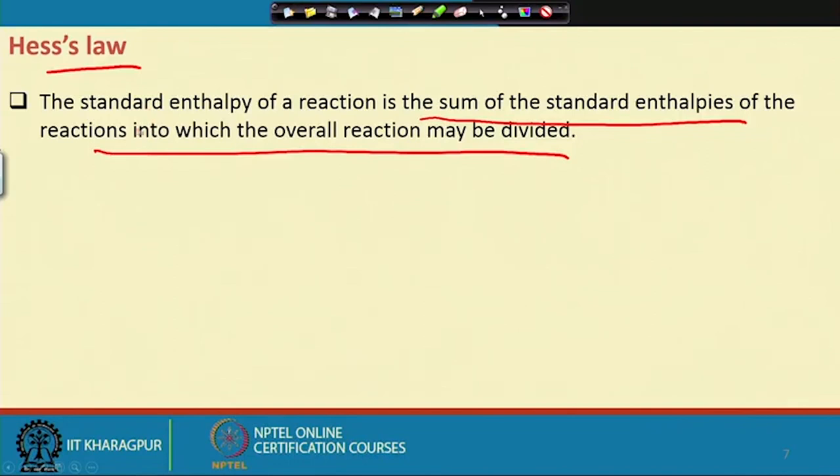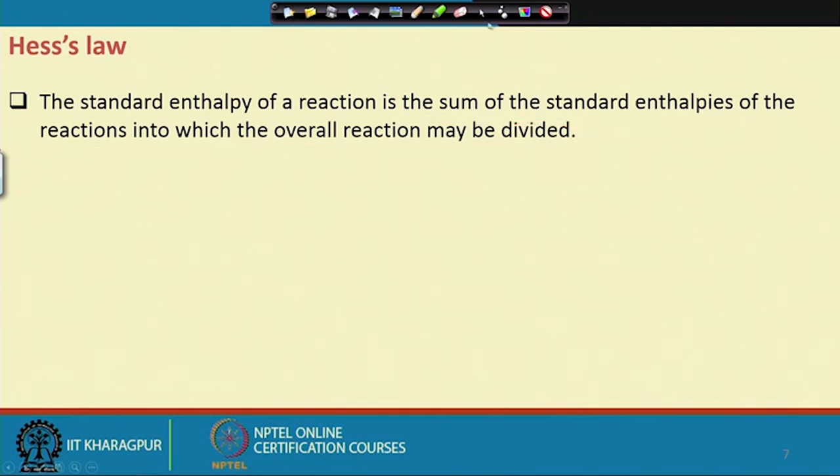So let me tell you again, Hess's law says the standard enthalpy of a reaction is the sum of the standard enthalpies of the reactions into which the overall reaction may be divided. If I solve one problem, I hope the concept will be clear.